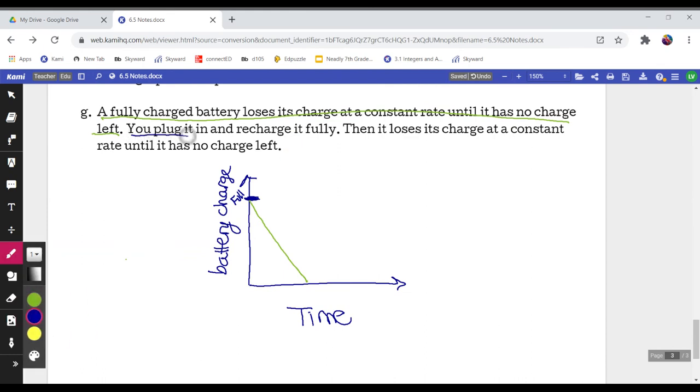Next, you plug it in and recharge it fully. Then it loses its charge at a constant rate until it has no charge left.